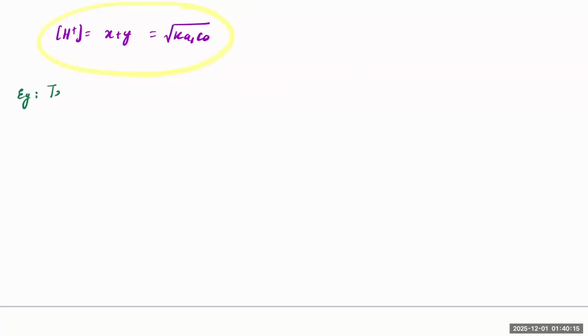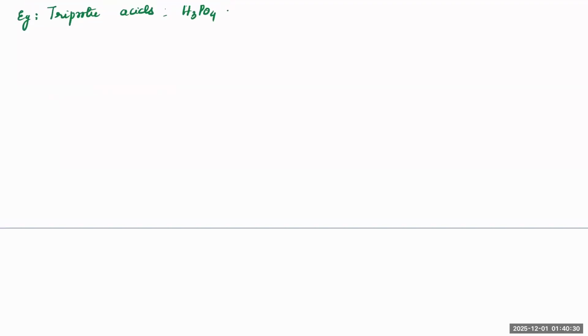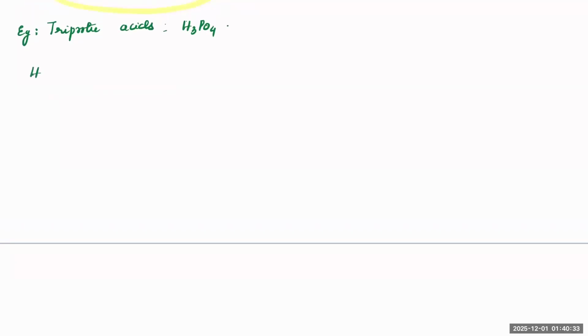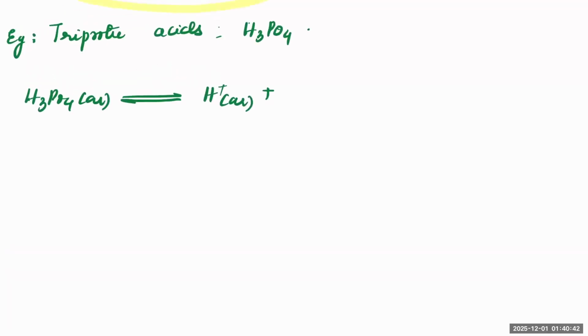Example, if we have triprotic acids. For triprotic acids, how do we calculate the pH or the H plus concentration? As an example, I'm taking H3PO4 as one such case. So in H3PO4 also, H3PO4 aqueous, it will first ionize into H plus and H2PO4 minus aqueous. And the equilibrium constant for that is Ka1.